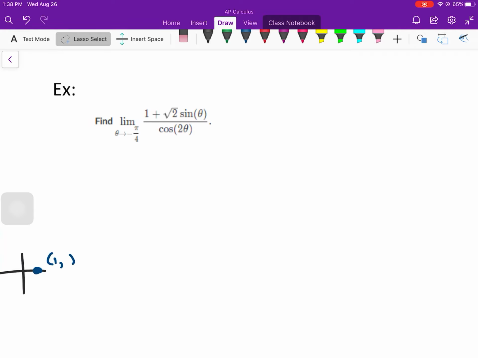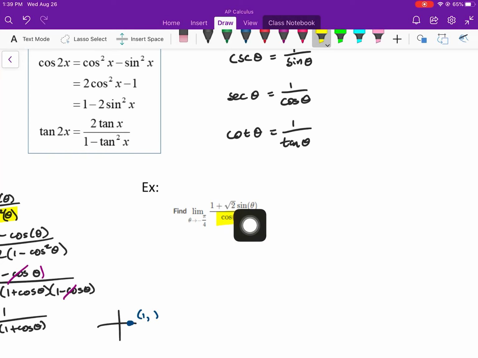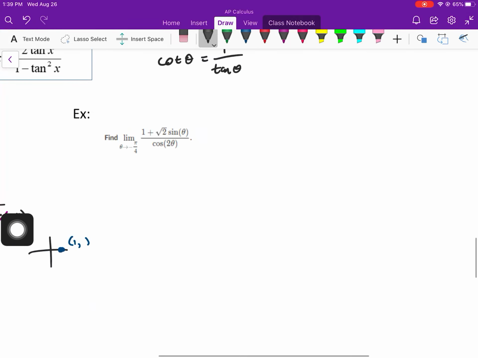This one looks a little bit more complicated, but I'm seeing this double angle identity right here, cosine of 2 theta. Now I want to bring in one, probably one with a sine, just because I'm seeing that right there. So cosine of 2 theta, let's go ahead and use the 1 minus 2 sine squared theta for that.